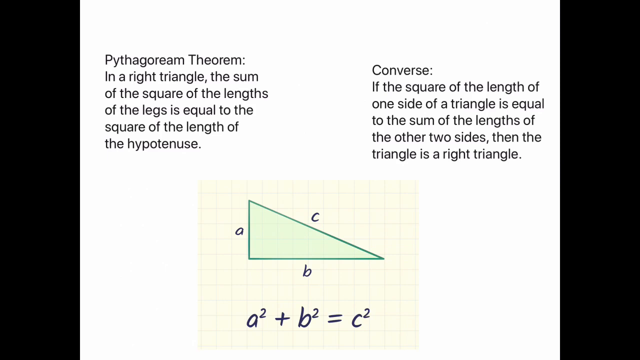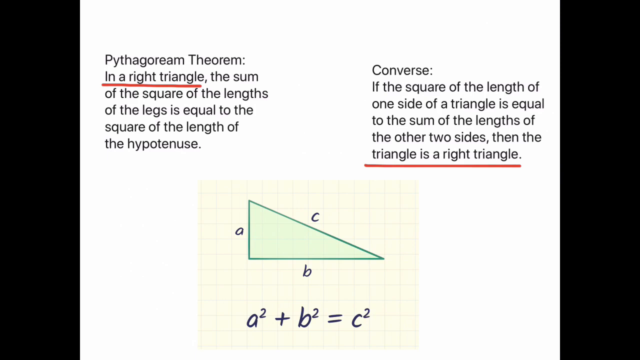The converse of the Pythagorean theorem says the opposite of the Pythagorean theorem. So the Pythagorean theorem begins, if you have a right triangle, then the sum of the squares of the lengths of the legs is equal to the square of the length of the hypotenuse. The converse flips that around. If the square of the length of one side of a triangle is equal to the sum of the squares of the other two sides, then the triangle is a right triangle.